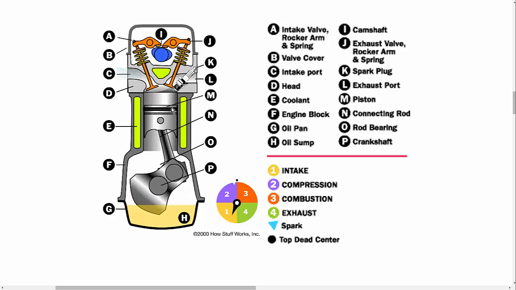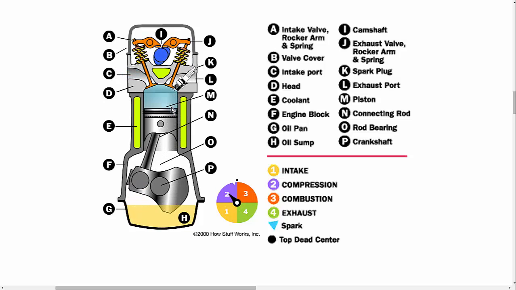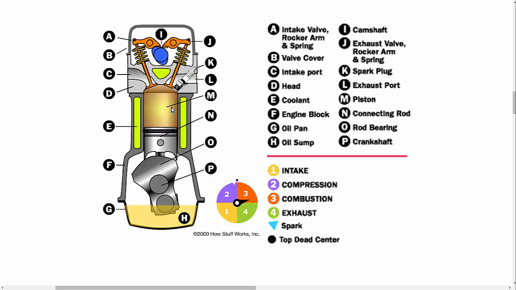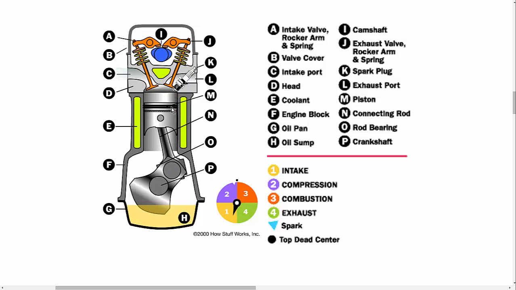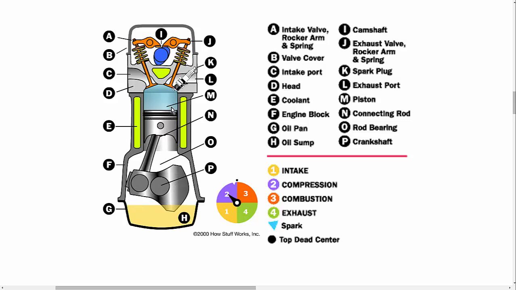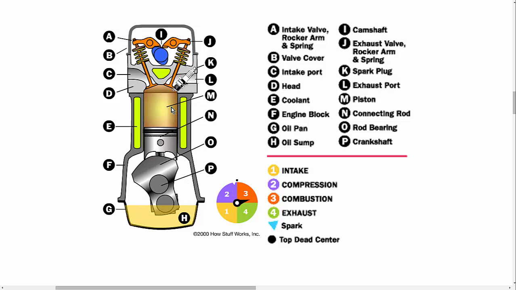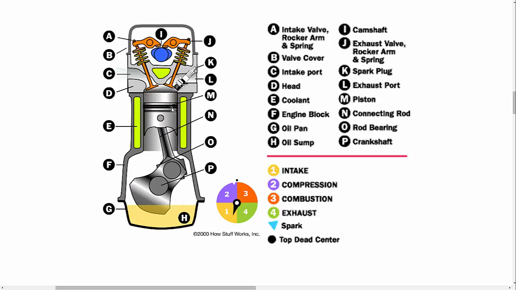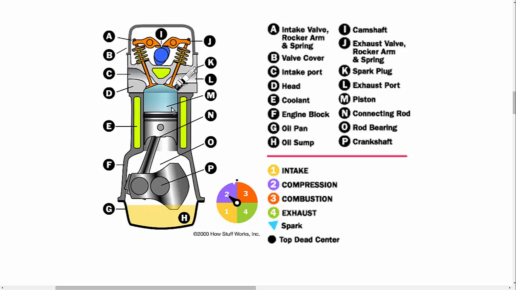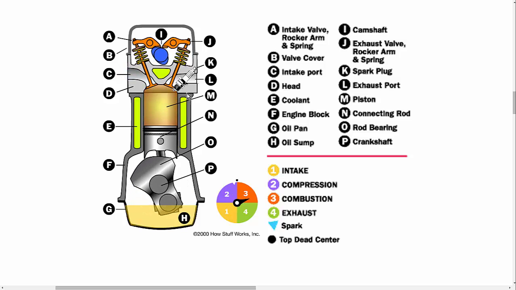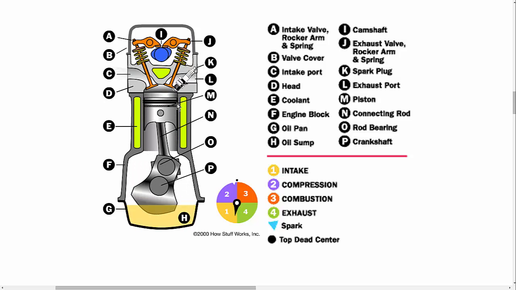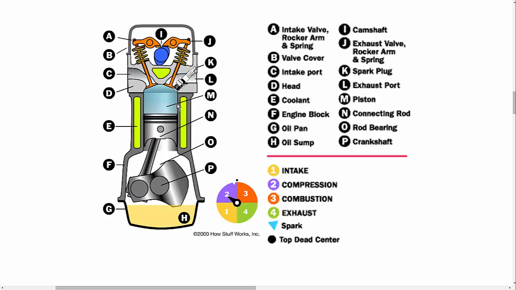Then the piston moves back up to compress this fuel and air mixture. Compression, which means squeezing it tight together, makes the explosion more powerful. That's part 2 of the figure. In a diesel engine, you don't have a spark plug. It's just the compression itself which ignites the fuel.